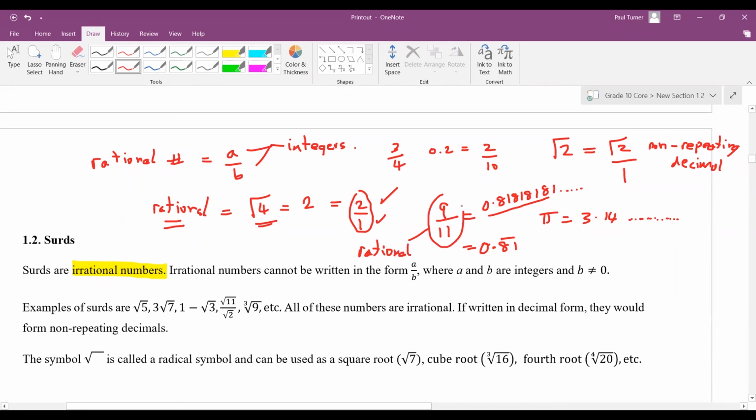Okay, this is still a rational number, but it's a repeating decimal. But root 2, if you put root 2 in your calculator, you'll get 1.414213562, like that. So this won't repeat. It doesn't repeat at all. So root 2 is a surd. This is what we call surds. These are irrational numbers. They have a root sign and they have a number, but it's an irrational number.